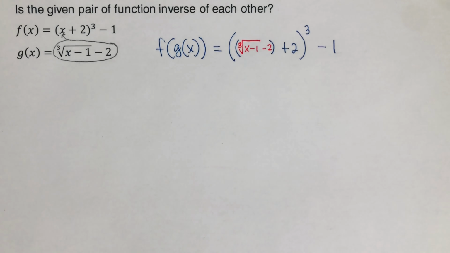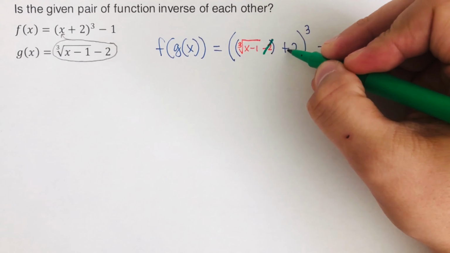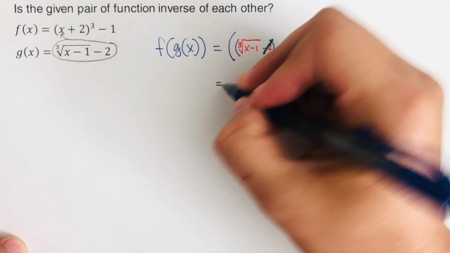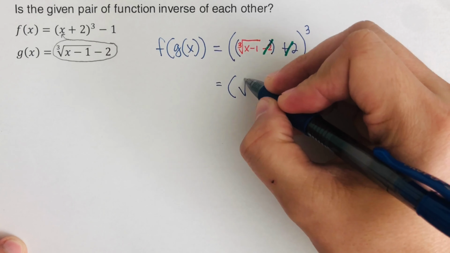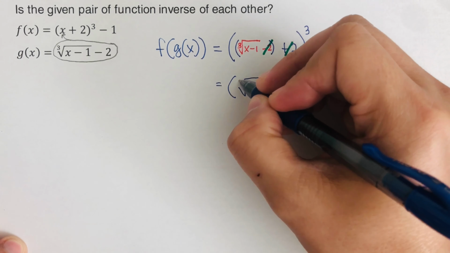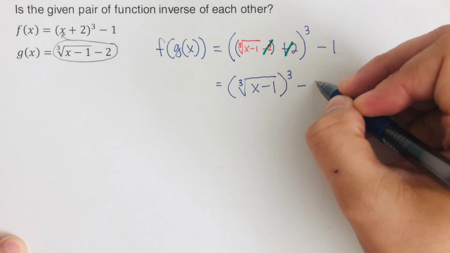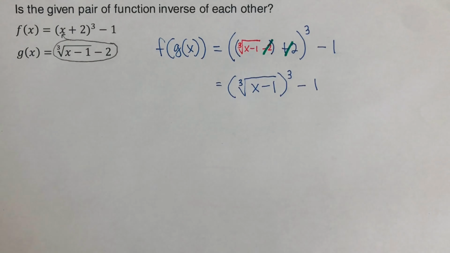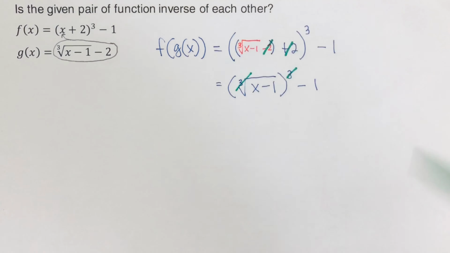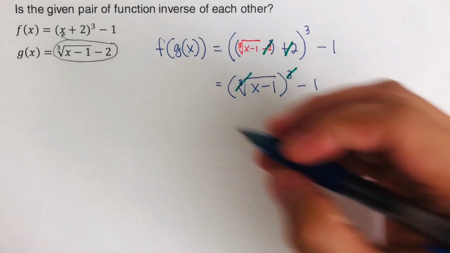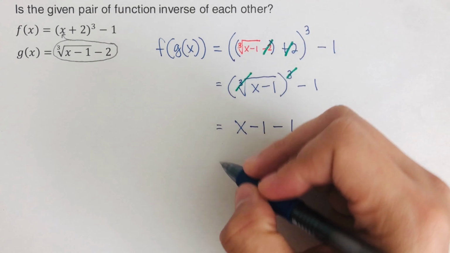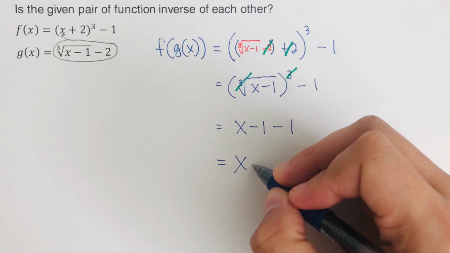So what we are going to do now is we can cross out the negative 2 and the positive 2. So we can cross that out. So then we are left with, we can simplify this as, that's the cube root of x minus 1 cubed minus 1. Now remember that if we have a cube root and a cubed, we can cross them out. So these two get crossed out. So we are left with x minus 1 minus 1. So then this is equal to x minus 2.